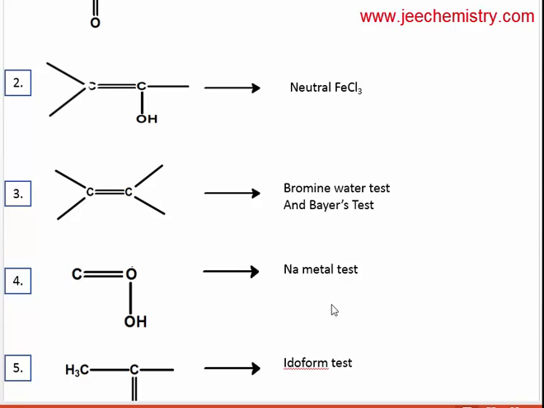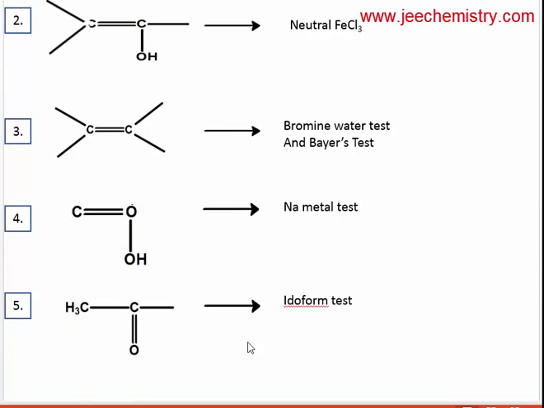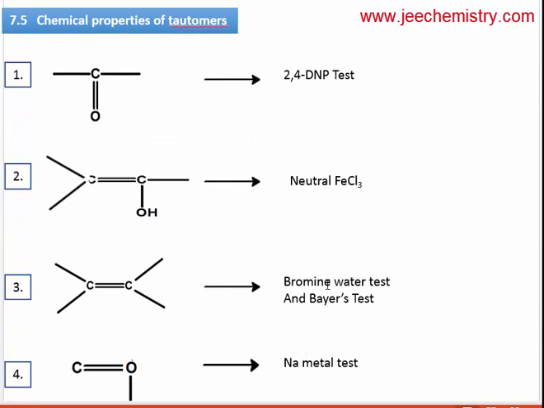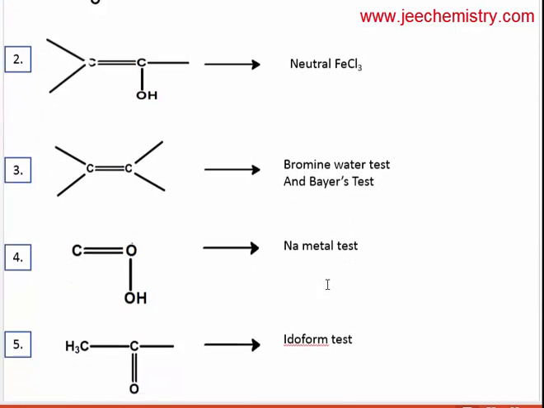This can give the sodium metal test, and this alkene will give the bromine water test and the Baeyer test. All these tests we will learn separately, in detail. But for a little bit of knowledge, we are showing them here as notes so you can remember them. This can do the iodoform test, which I will explain in detail later.